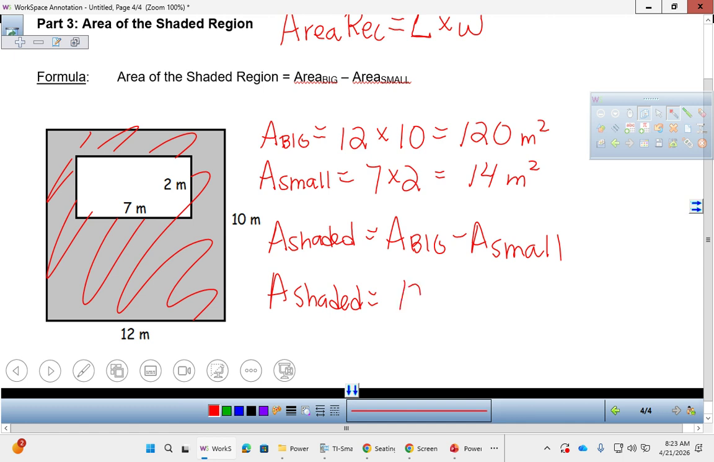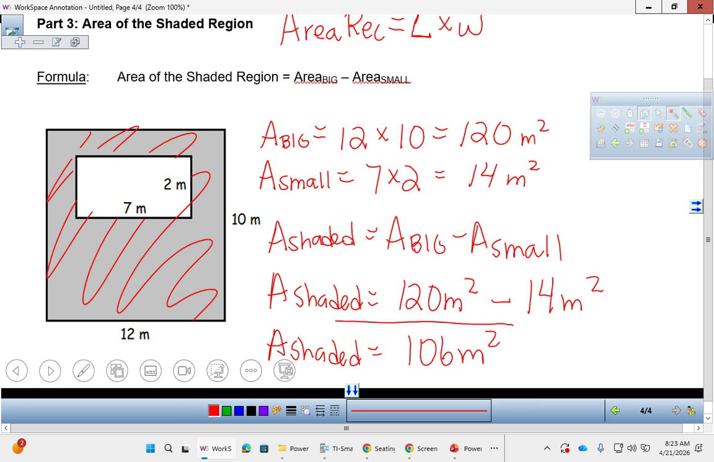The area of the big was 120 meters squared, minus the area of the small was 14 meters squared. So the area of the shaded region is 106. If you only want the outside stuff, you have to deduct the small shape to get rid of it. That's why it's subtraction.